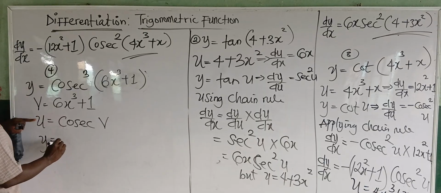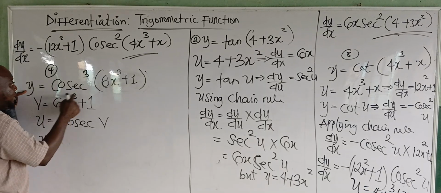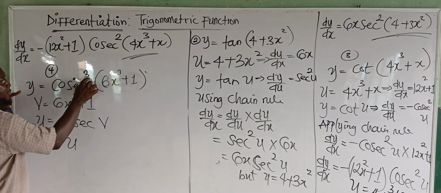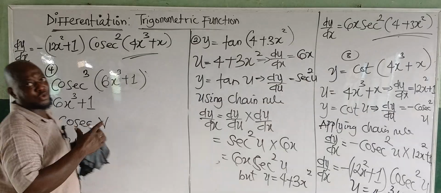So y therefore becomes, always, y is equal to u. So all these ones now, we already say all this one is u. Look at this one now. All is u. So we just say u raised to the power of what? 3. So this is how you break this down.